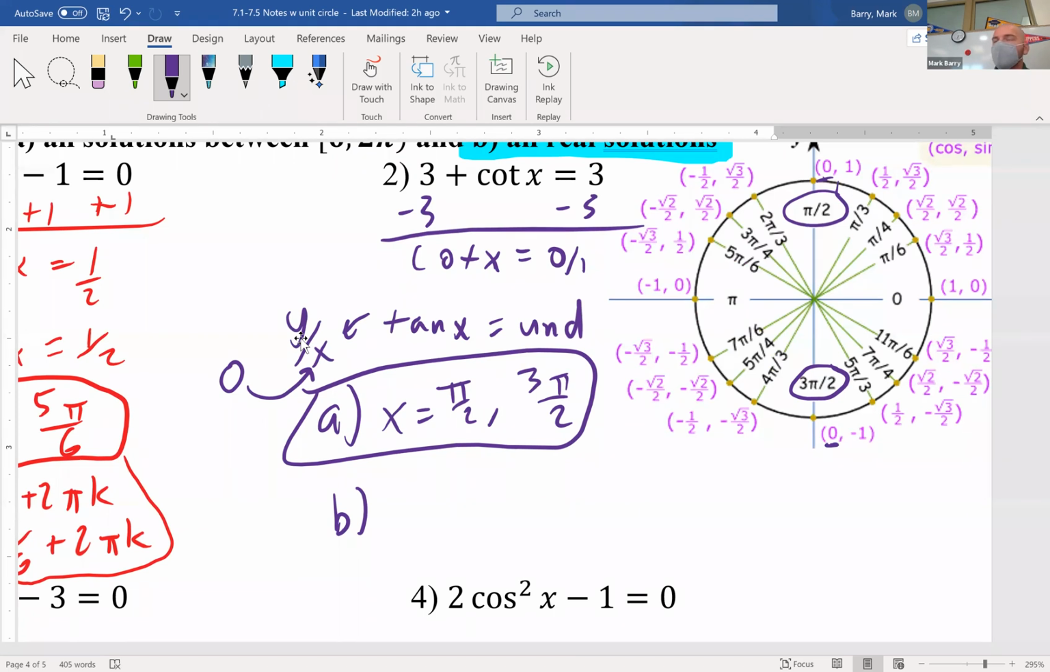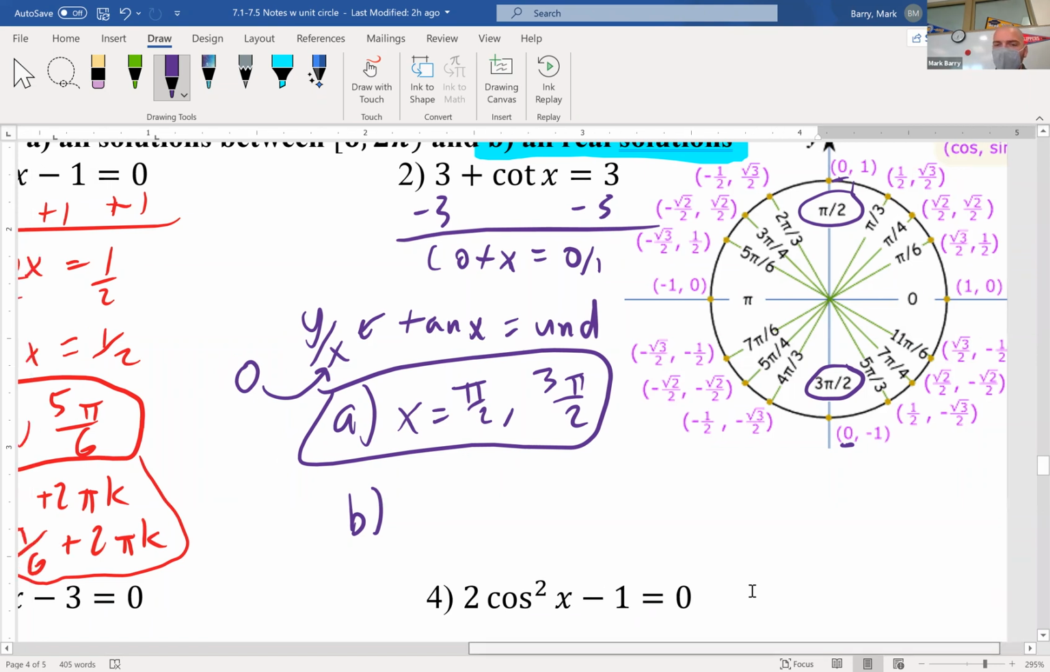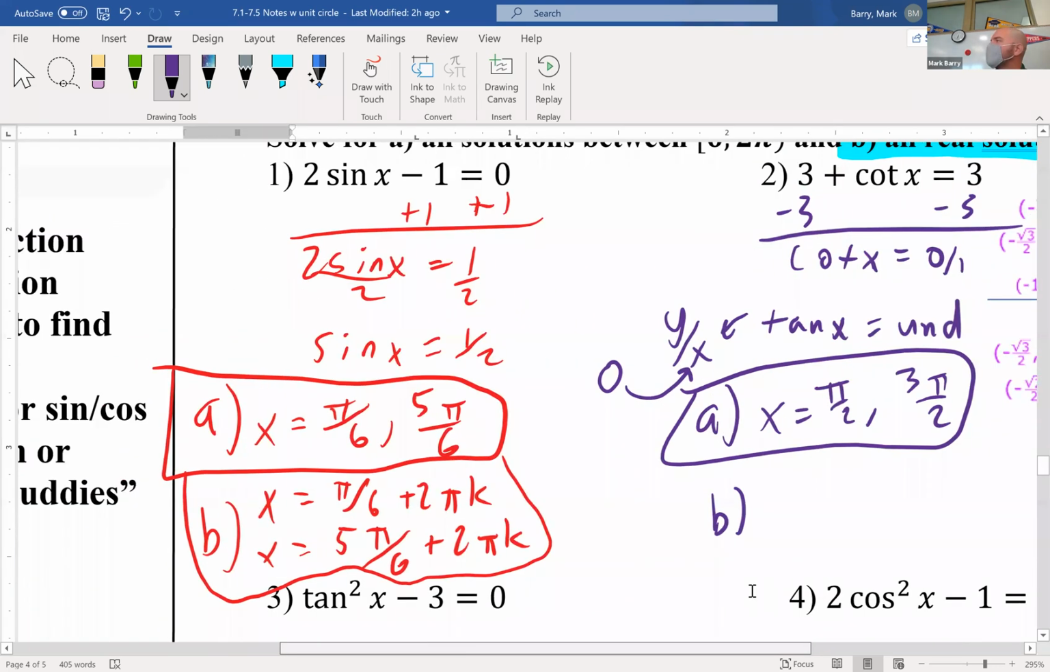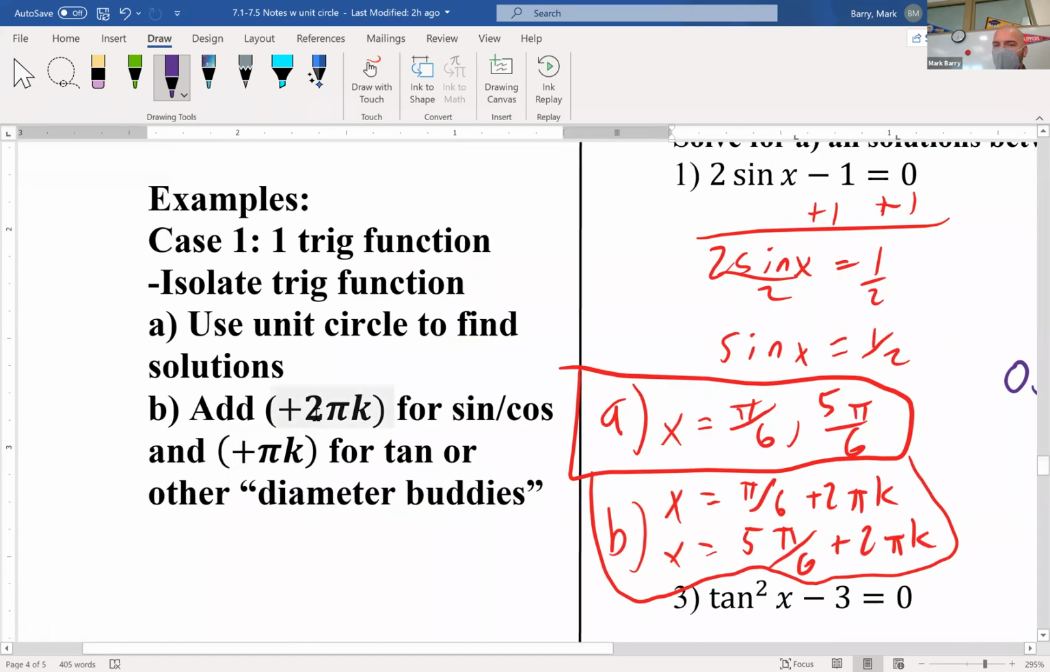All right, so now let's move on to part B. Now part B is going to be a little different, so hold up. Don't answer part B yet. Let me explain something. If we go back over here, I said over here that for part B, we're going to add 2 pi k for sine and cosine, but we're going to add pi k for tan or other diameter buddies.